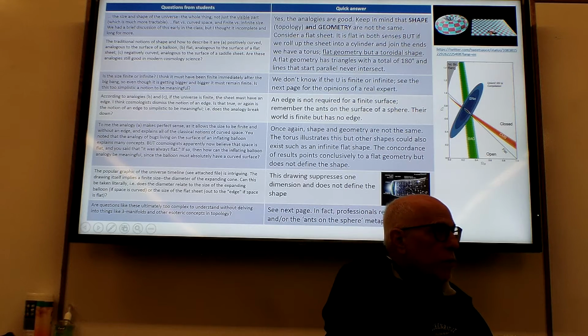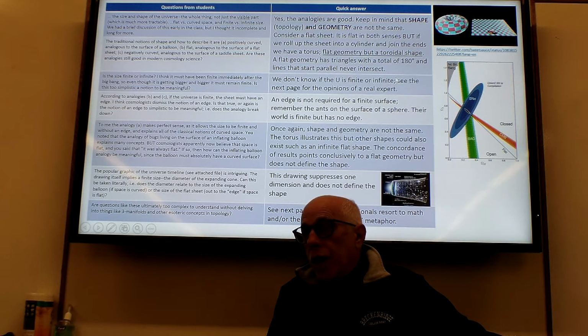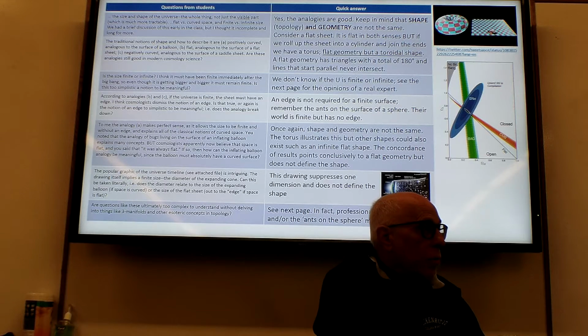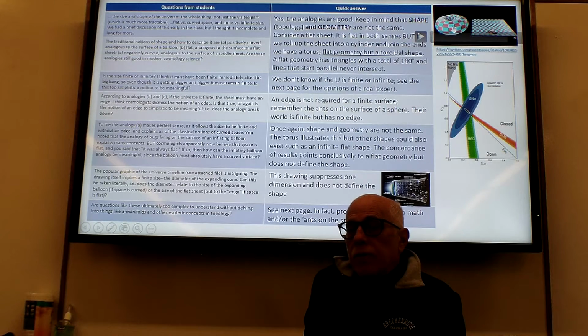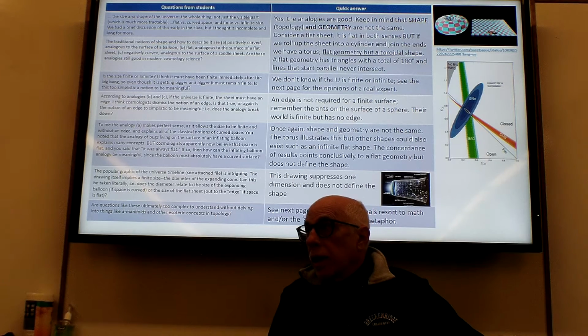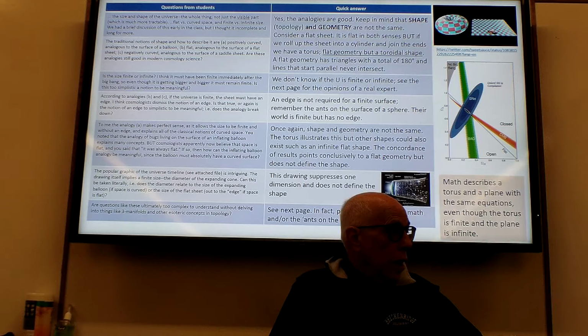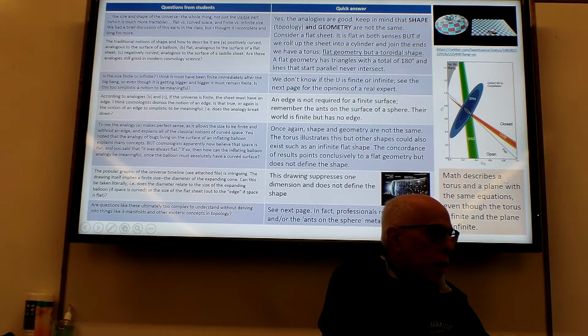You might remember, for example, somebody was asking me about the difference between geometry and shape. And we have this example of a torus, which is a flat geometry, but clearly not a flat shape. And in a few minutes, I'll talk about how that's relevant to what we know about the structure of the universe.